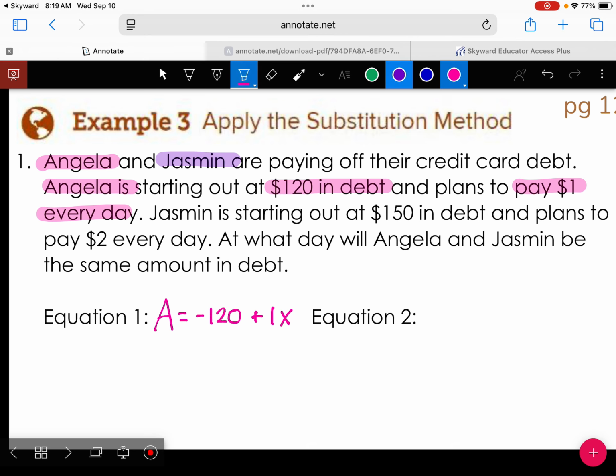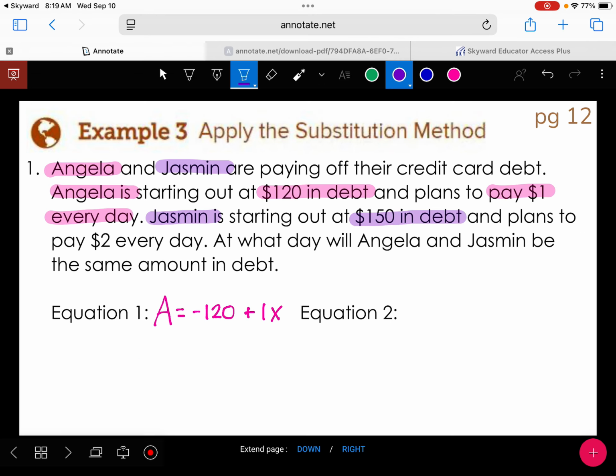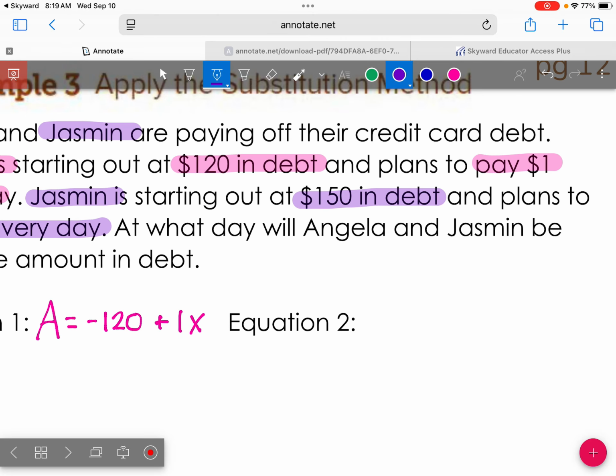So let's see if we can put the same kind of equation together for Jasmine. We know that Jasmine is $150 in debt and is going to pay $2 every day. So how can I write an equation for Jasmine? She's $150 in debt, so negative 150 plus our 2x, $2 each day. And I'm just going to call that J. Jasmine is. J equals. So if we ever have like a total or somebody is, those are going to be your equals.